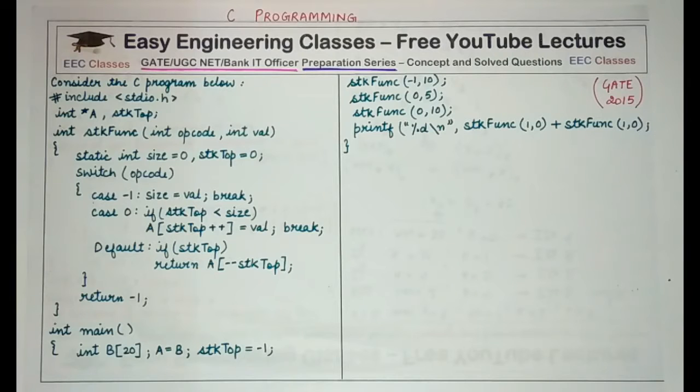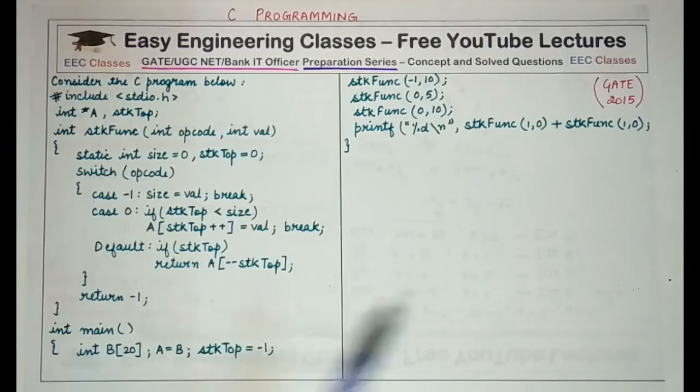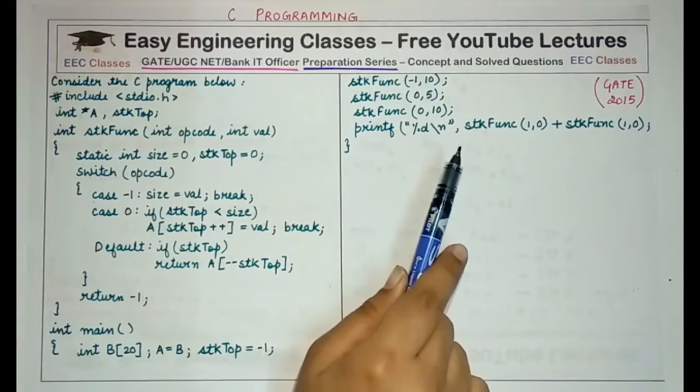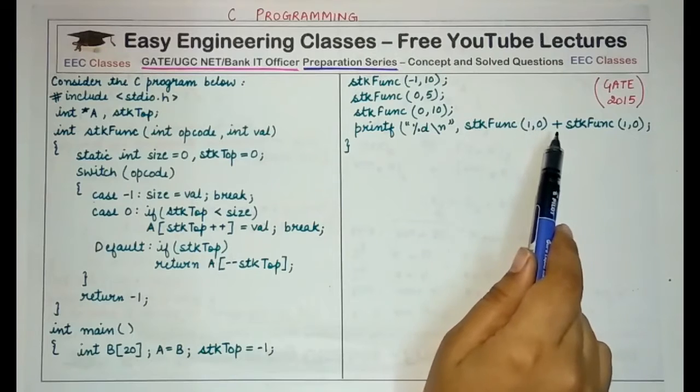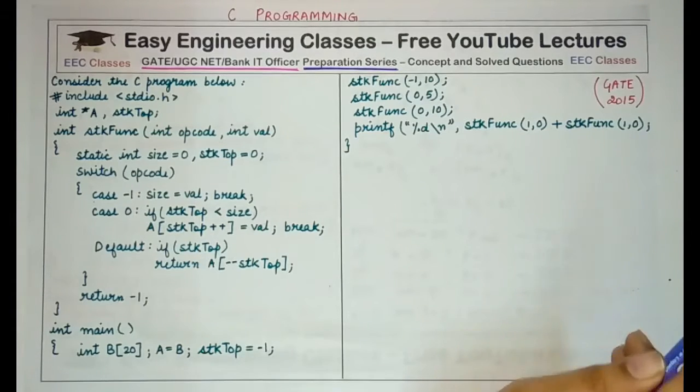Then there is a main function which says int b of 20, which is declaring an array of 20 named b. Then a is assigned b and stack top is equal to -1, and there are three calls to the stack function with different parameters, and the last statement of main is printf the value that is returned by stack function 1,0 plus stack function 1,0.